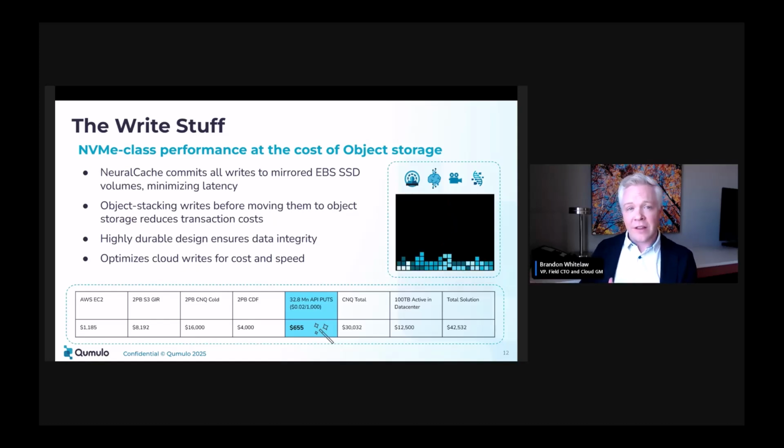And so in that example I gave previously of up to $800,000 in API costs, in contrast, if written through Cloud Native Qumulo with NeuralCache in place, it actually reduced it down to $655. So not 655,000 versus 800,000, 800,000 versus $655. Pretty drastic difference there, and the benefit, especially in these high file count environments.